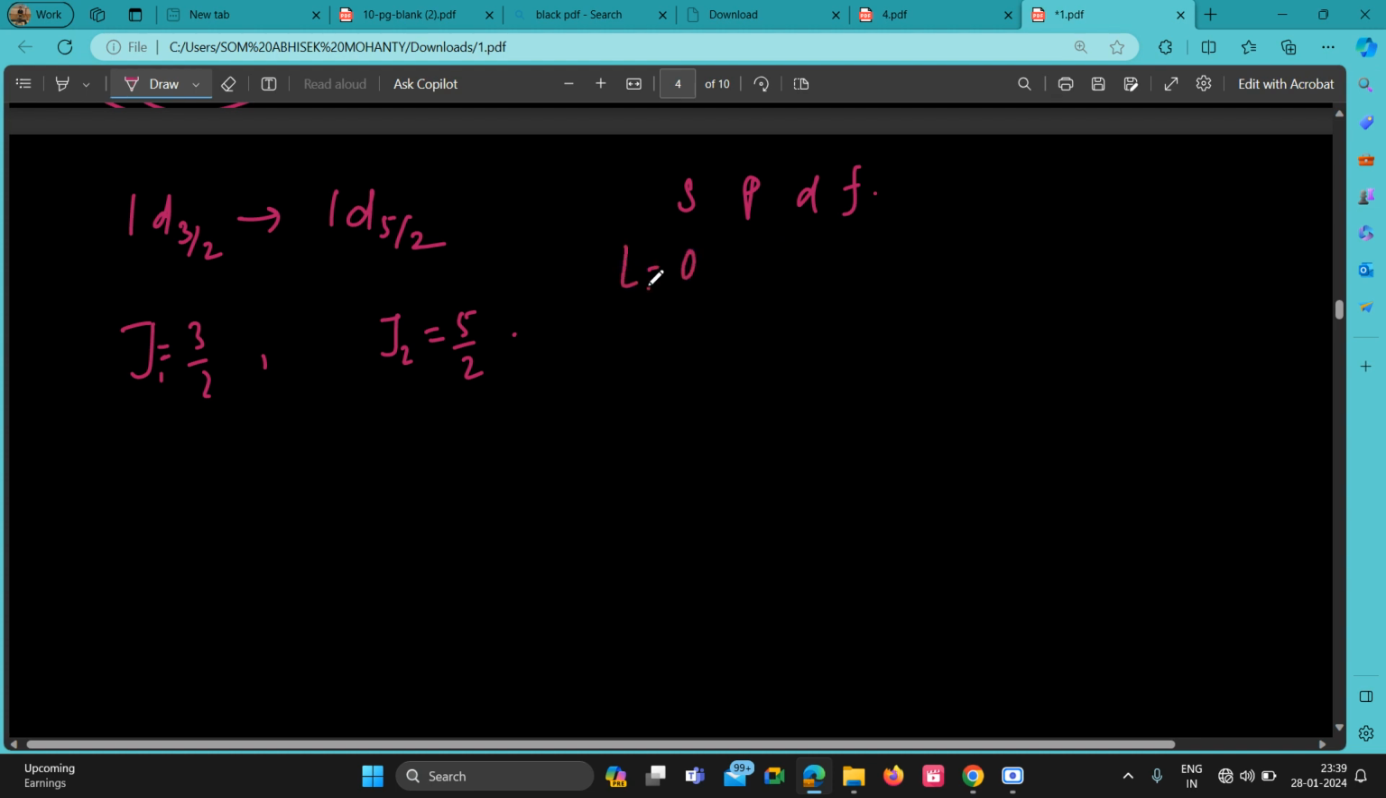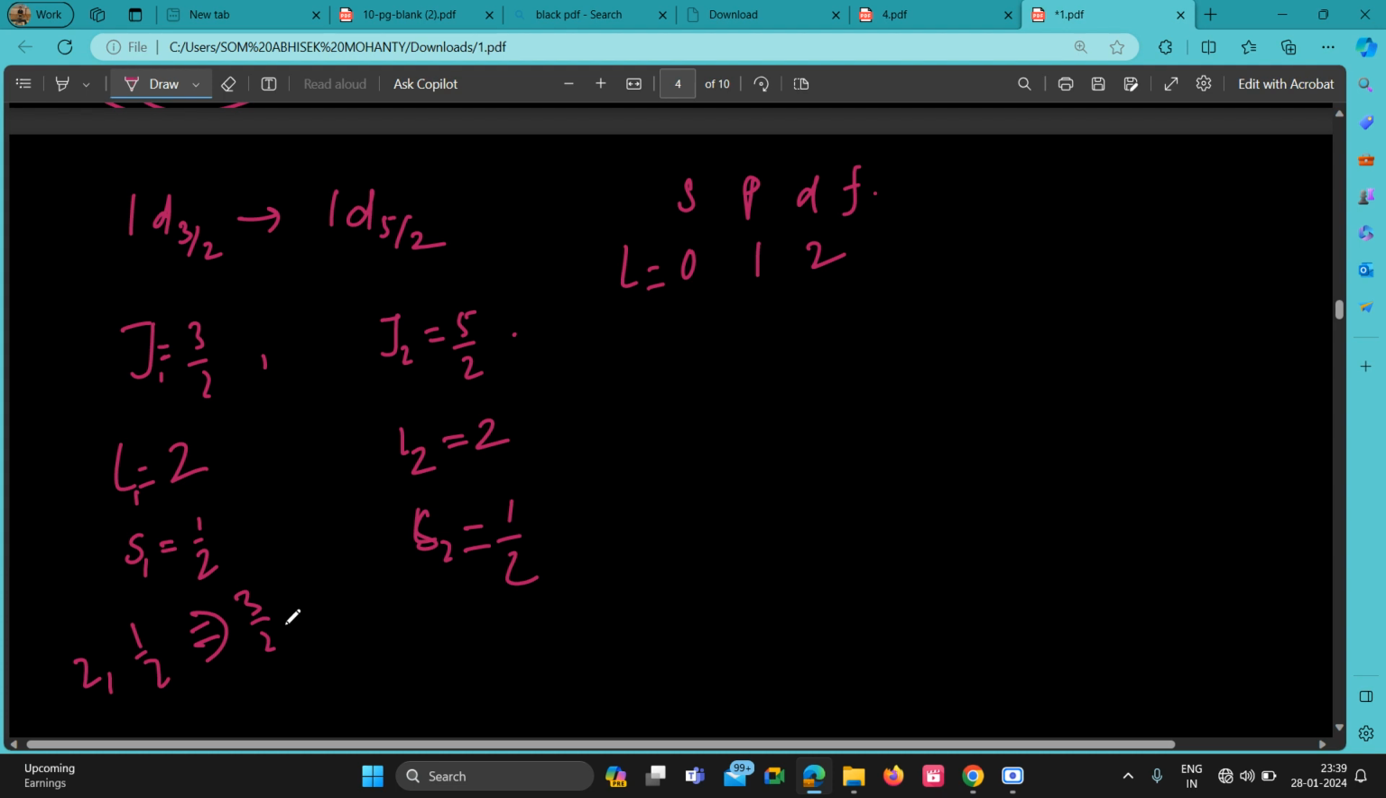The transition is from 1d 3 by 2 to 1d 5 by 2, right? From here we can write J1 is equal to 3 by 2 and J2 is 5 by 2. We know SPDF, so S is 0, P is 1, D is 2. So D is here: L1 is 2, S1 is half, L2 is also 2, S2 is half. From here we get our 3 by 2 and 5 by 2, because 2 and half, when they mix with each other, give me 3 by 2 and 5 by 2.